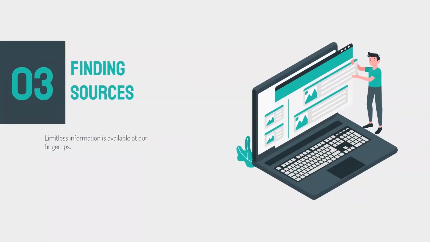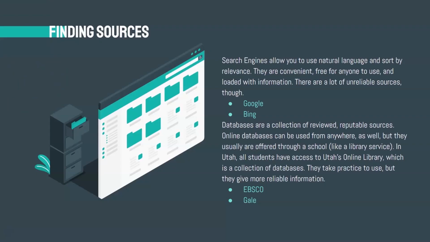So the next step after defining your research question is finding sources. We are so lucky these days that you don't have to go to a library or anywhere to do this. You can look up information from wherever you are as long as you have a computer or phone, which has a computer in it. So one great place to find sources is search engines.